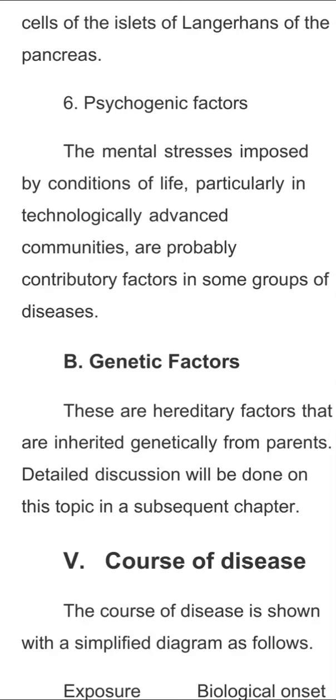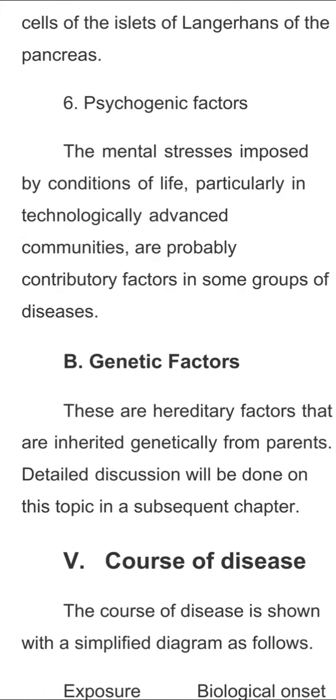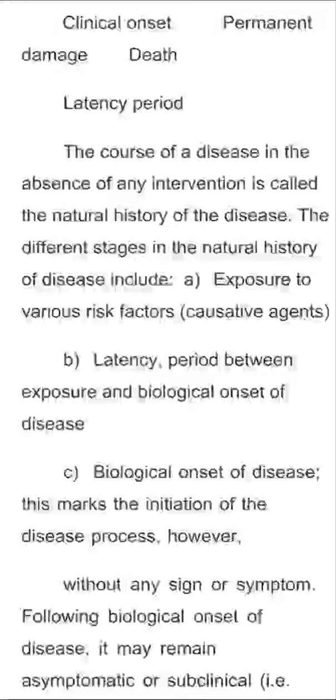While speaking about the course of diseases, the course of diseases is shown with a simplified diagram. The first one is exposure, biological onset, clinical onset, permanent damage and death, and they also lead to the latency period. The course of a disease in the absence of any intervention is called the natural history of a disease. The different stages in the natural history of a disease include exposure to various risk factors, that is causative agents.